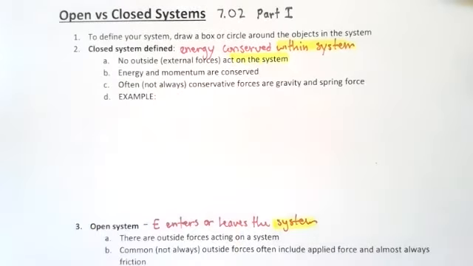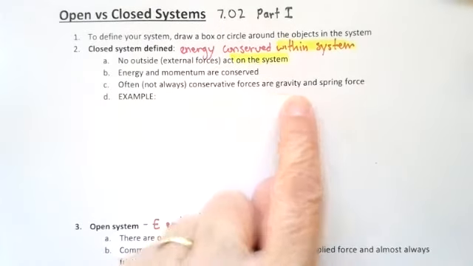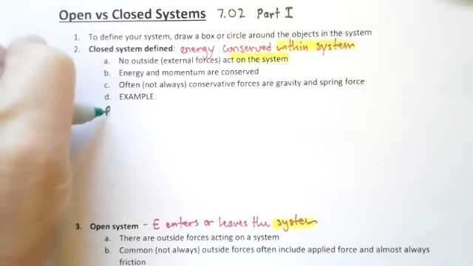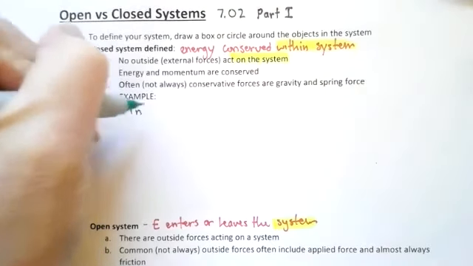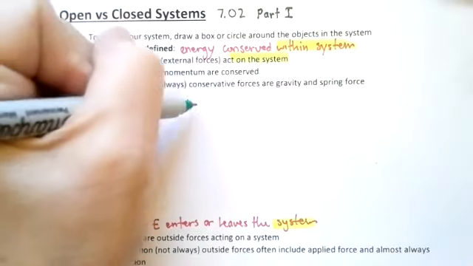So two of the forces that are often conservative forces are gravity and the spring force, but we're going to see it depends on how we identify our system. So let's take an example of a ball in free fall. A ball in free fall, and we're going to ignore air resistance.